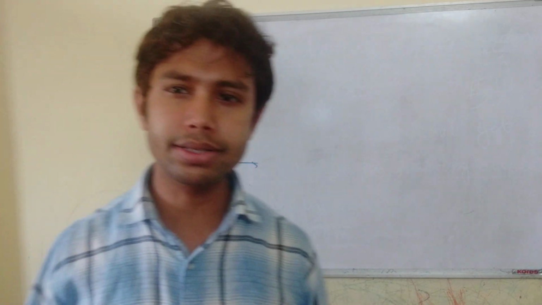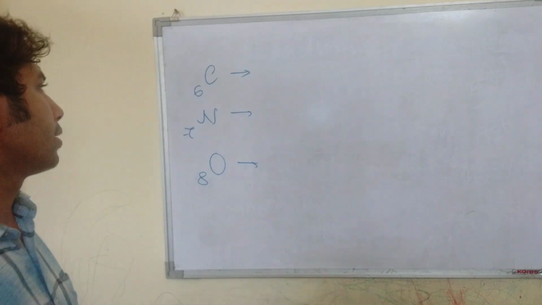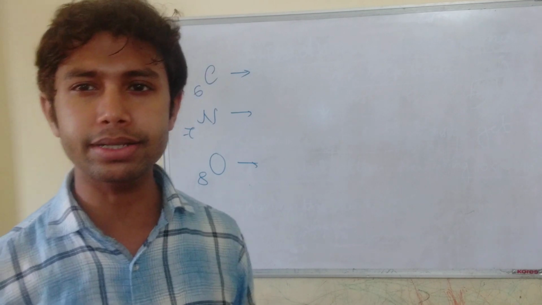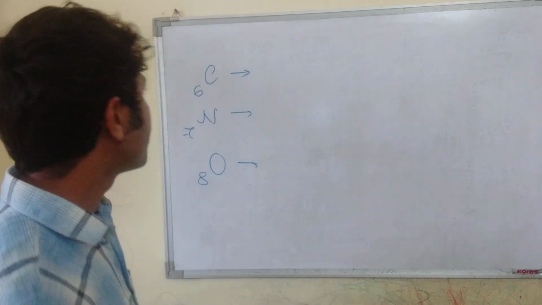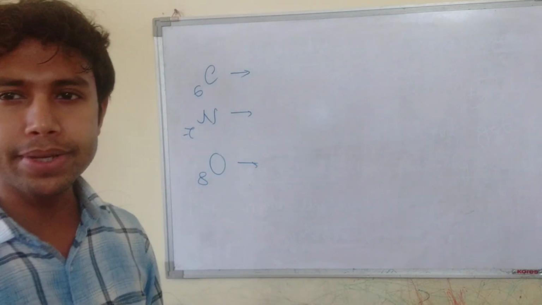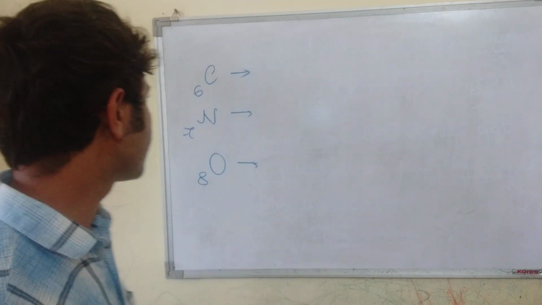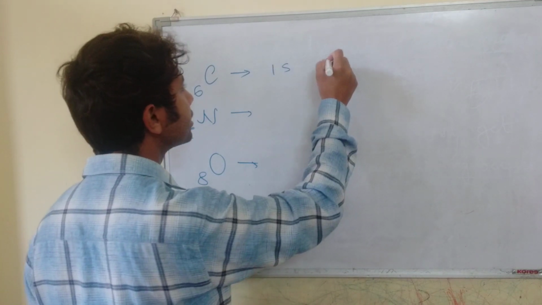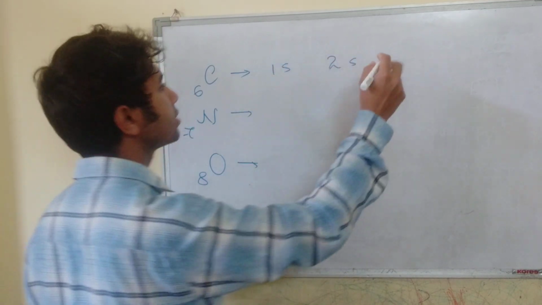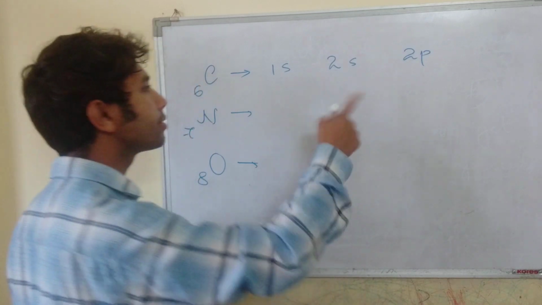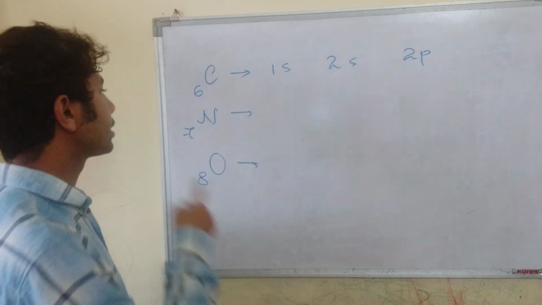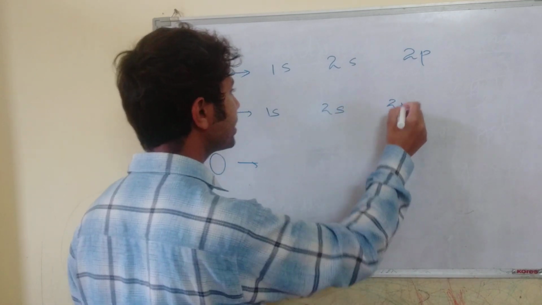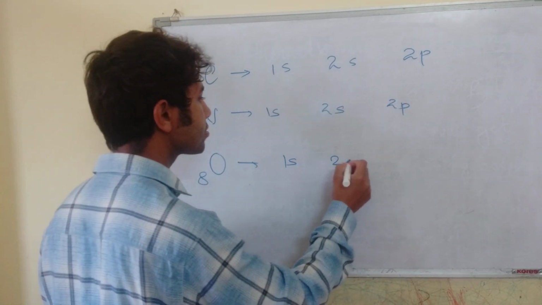We have discussed the Aufbau principle and also Pauli's exclusion principle. From the Aufbau principle, we have seen that the orbitals are filled in order of their increasing energies. So first we go to 1s, then 2s, then 2p. In the case of nitrogen also 1s, 2s, 2p. In the case of oxygen, 1s, 2s, 2p.